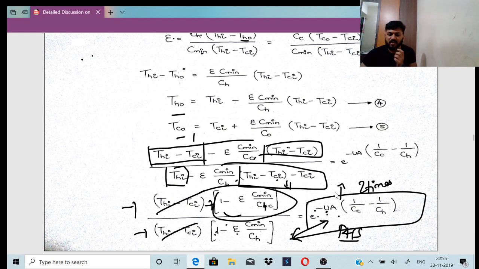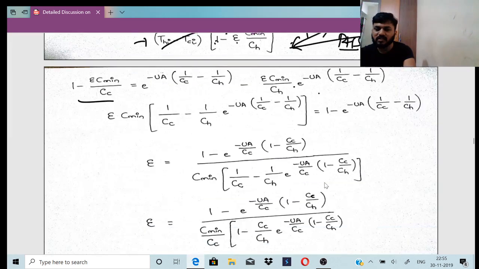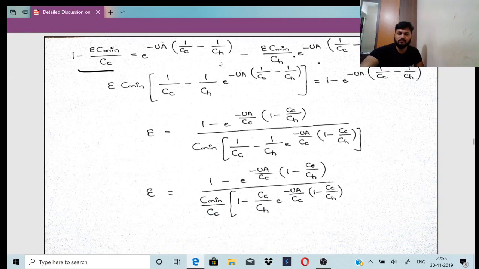So please do not get confused here, students. Okay, 1 minus epsilon Cmin is there. So epsilon Cmin into e power minus UA, 1 into e power minus UA. So 2 times e power minus UA will come here. Right? Everyone understood now? Okay, this will come.